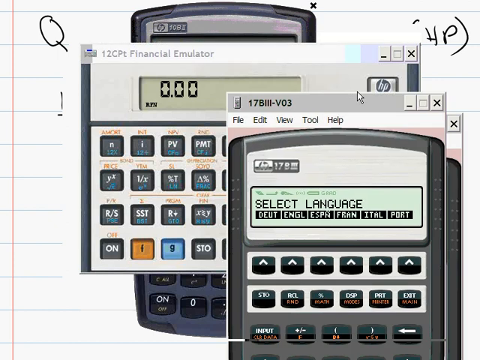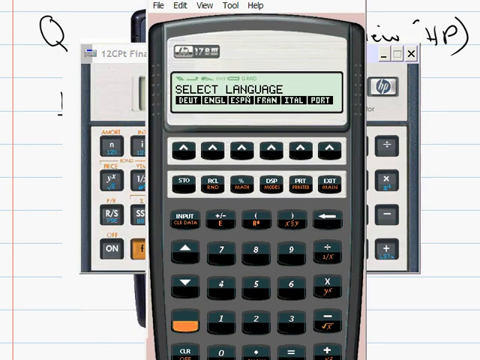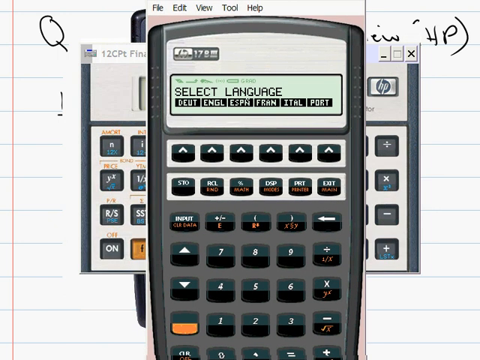It's no problem. Here's a third calculator. Now this is a higher end model, and this is probably over 100 bucks. This is the 17B3. And this is a very solid, very powerful, very easy to use calculator, but it is a little pricey.